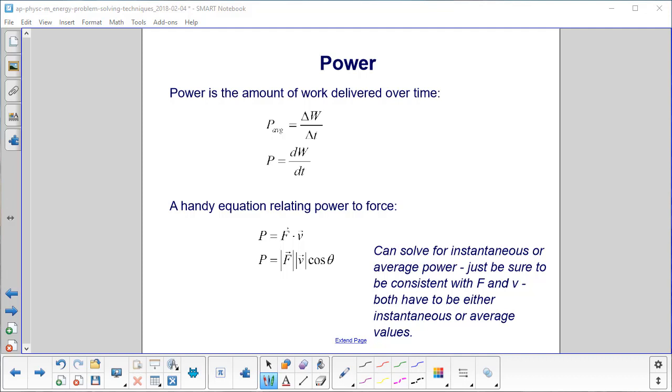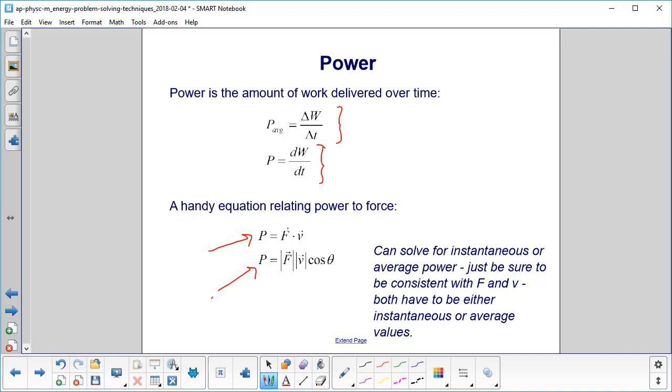Power is the amount of work delivered over time. And we can have average power, which is where we have the change in work over the change in time, or instantaneous power, where we take the first derivative of work with respect to time. There's a handy equation relating power to force, and that's power is equal to F dot velocity, which again would be the magnitude of the force times the magnitude of the velocity times cosine theta.